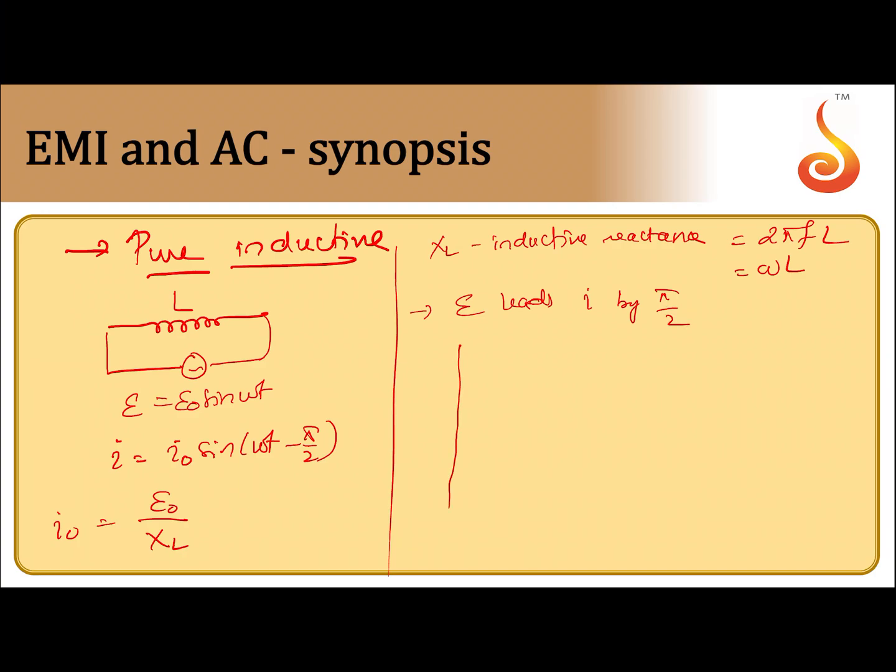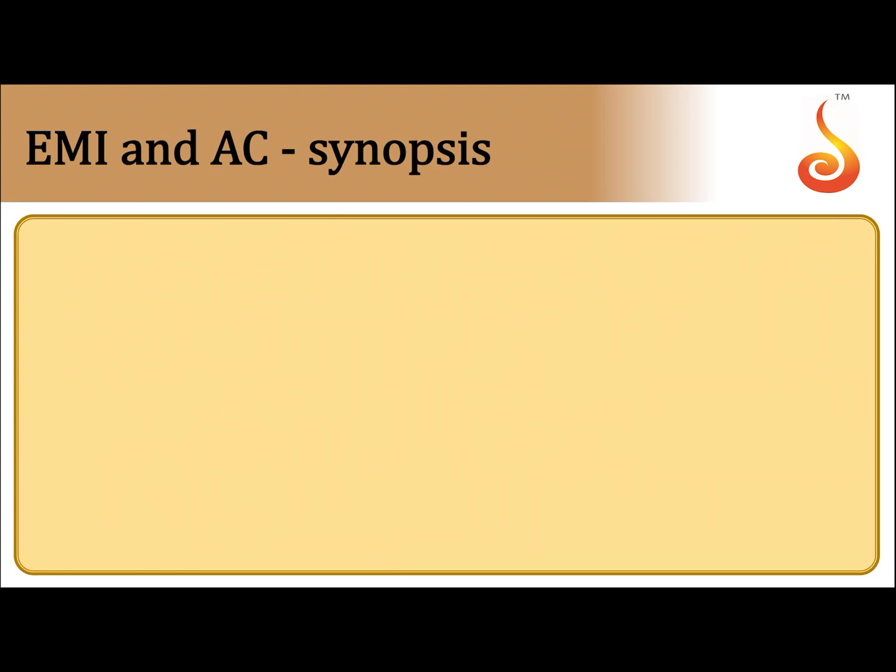If you plot an EMF versus time graph, the general graph is something like this. The EMF versus time graph is here and the current versus time graph is like this. The current is lagging. EMF is leading. Likewise, we can consider a pure capacitive circuit.